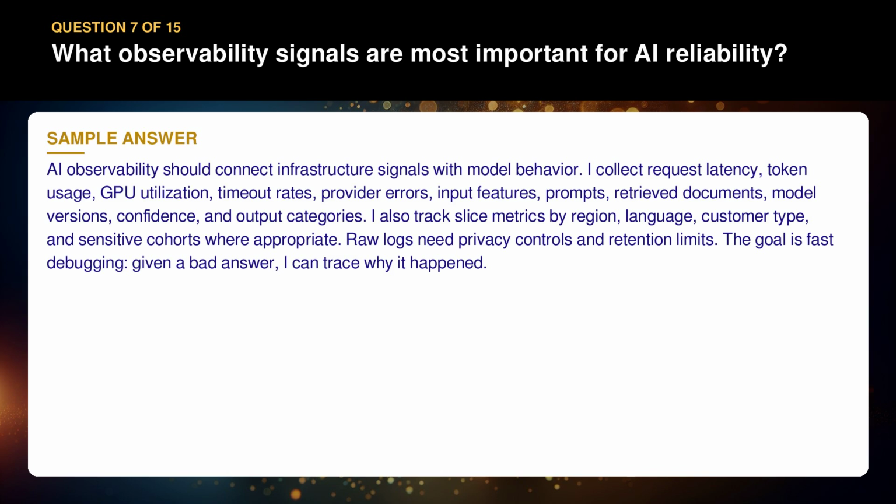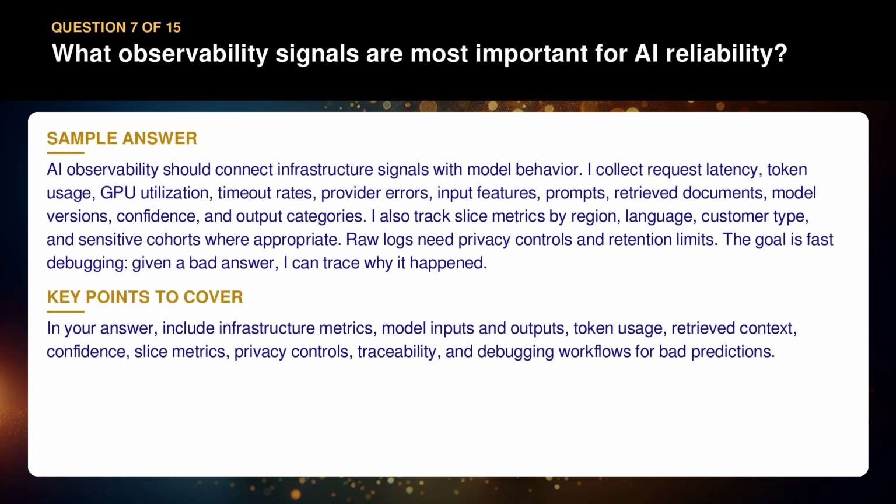Raw logs need privacy controls and retention limits. The goal is fast debugging. Given a bad answer, I can trace why it happened. In your answer, include infrastructure metrics, model inputs and outputs, token usage, retrieved context, confidence, slice metrics, privacy controls, traceability, and debugging workflows for bad predictions.